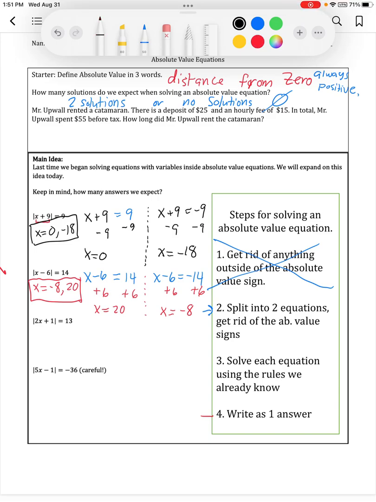Let's go ahead and keep going. We have the absolute value of 2x plus 1 is equal to 13. So we can go ahead. We want to find out what value of x makes this little nugget equal to 13. But we also want to know what makes that nugget equal to negative 13. So let's go ahead and set up our equations.